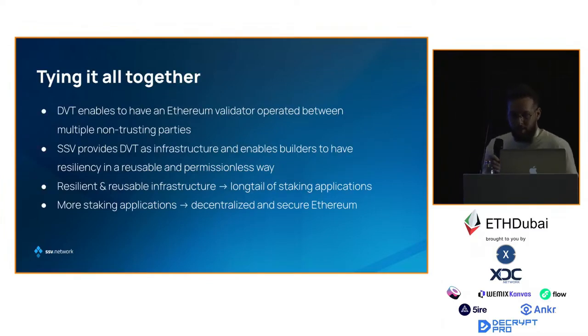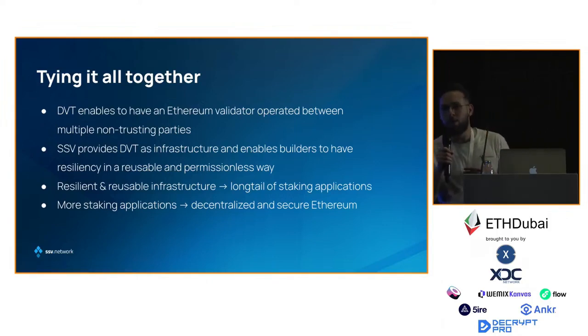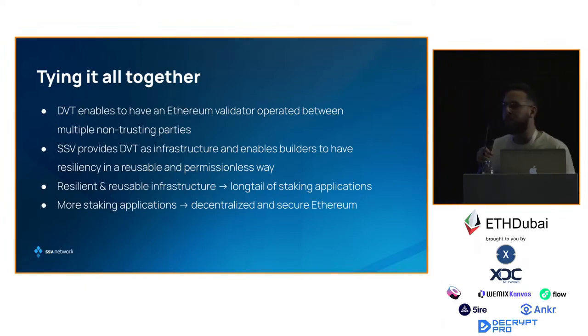And to summarize, tying it all together, DVT basically enables you to take an Ethereum validator and distribute it between multiple non-trusting parties. Alongside technologies like L2s that help scale Ethereum, or MEV that helps us capture value from it, DVT is basically the missing piece that is required to decentralize the Ethereum base layer. And having more resilient infrastructure and implementations like SSV that make that infrastructure reusable in a permissionless way will really pave the way for a long tail of new, different staking applications. Also in a way that will really change the design and benefit existing applications.